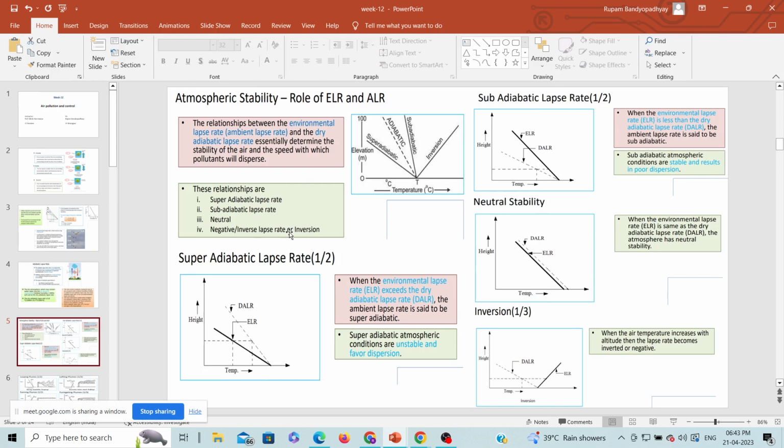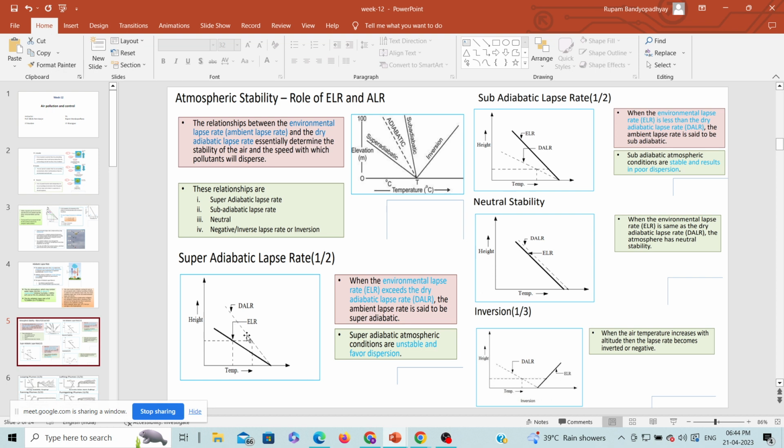So super adiabatic lapse rate is nothing but when the environmental lapse rate exceeds the dry adiabatic lapse rate. Okay, so that is 9.8. The dry value is 9.8 or 10. In this figure you can see this slope is the ELR. Here we have to calculate the slope of this straight line. If you calculate this, the slope is greater compared to this one, the DALR.